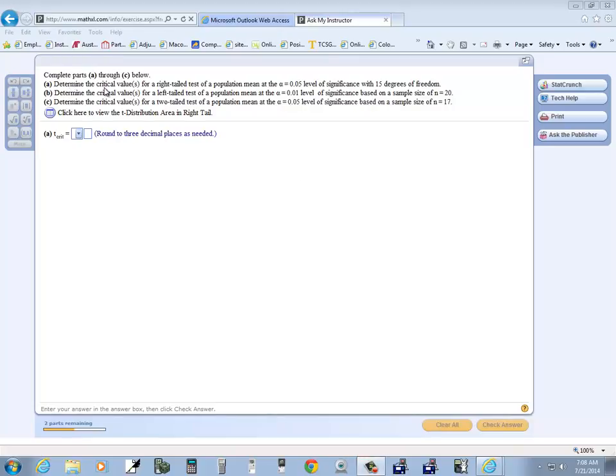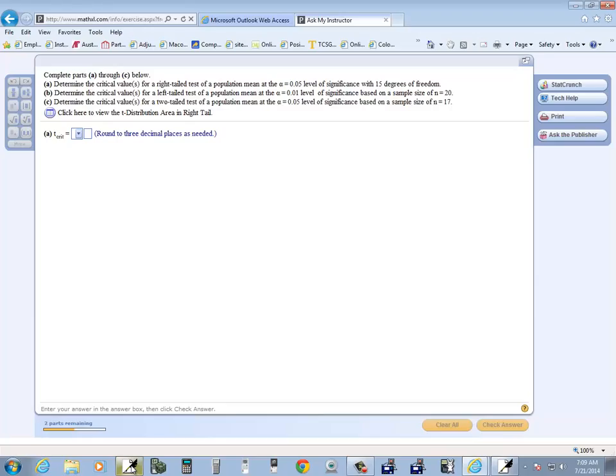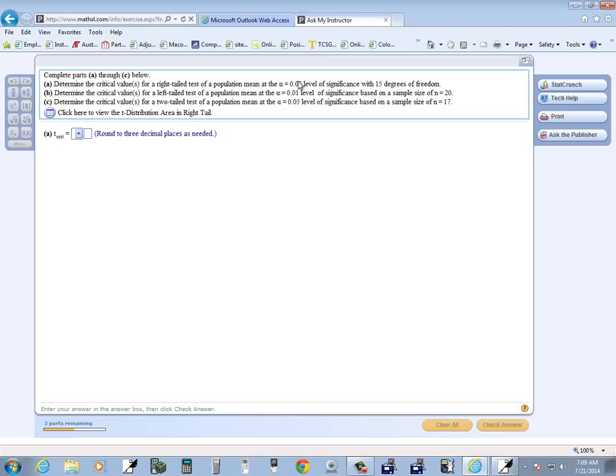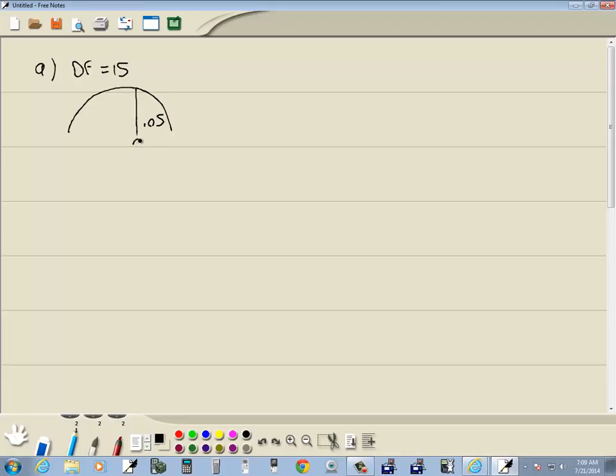Okay, and part A says determine the critical value for a right-tailed test of a population mean at alpha equal to 0.05 level of significance with 15 degrees of freedom. Okay, bring up my tablet. There we go. Okay, so 15 degrees of freedom. And right-tailed means we got this right tail here, and 0.05 would go right here. Alpha always goes in your tails, and this is the value we're trying to find.